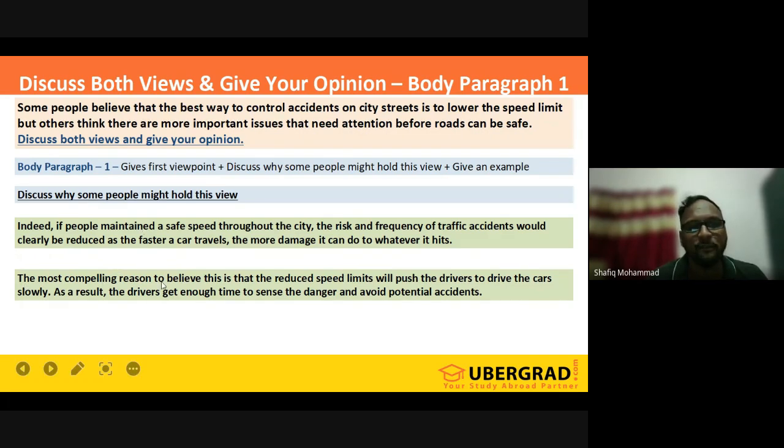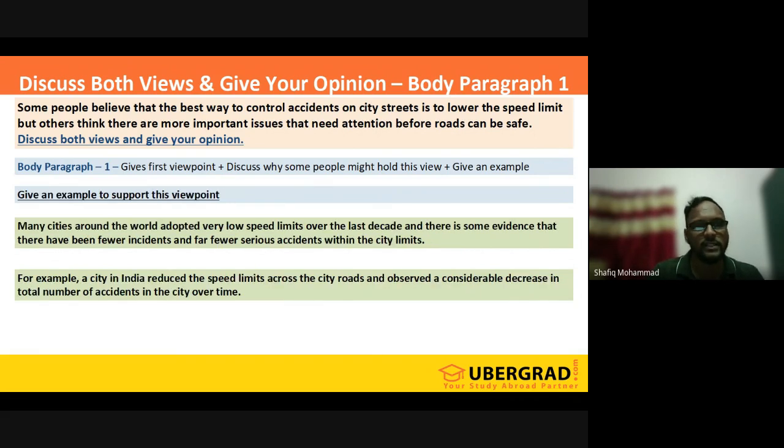Then the most compelling reason to believe this is that reducing speed limits will push drivers to drive the car slowly. Obviously, as a result, the drivers get enough time to sense the danger and avoid the potential accident. And also, you can talk about something related to law. If the speed limits are kept and speed checks are kept, people might be afraid to pay the fines, so the government should come up with more and more ways to avoid these accidents. So you can talk about that too. Yes, the greater the fine is, people will be afraid, right? So another viewpoint is an example to the viewpoint again.